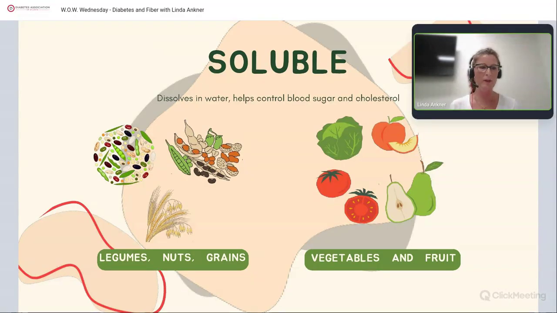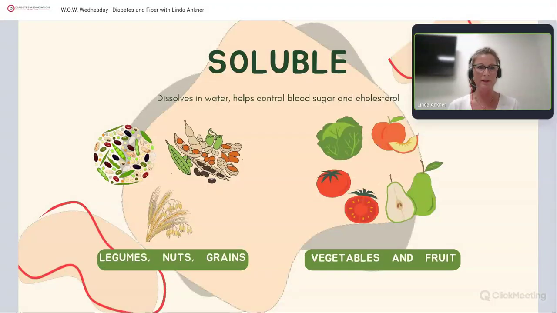So soluble fiber dissolves in water and forms kind of like a gel. And this gel helps to slow the digestion process. This can also help to lower your cholesterol and also even out and lower blood sugars. Soluble fiber also has an important role in supporting our gut health, which also can tie into blood glucose control.